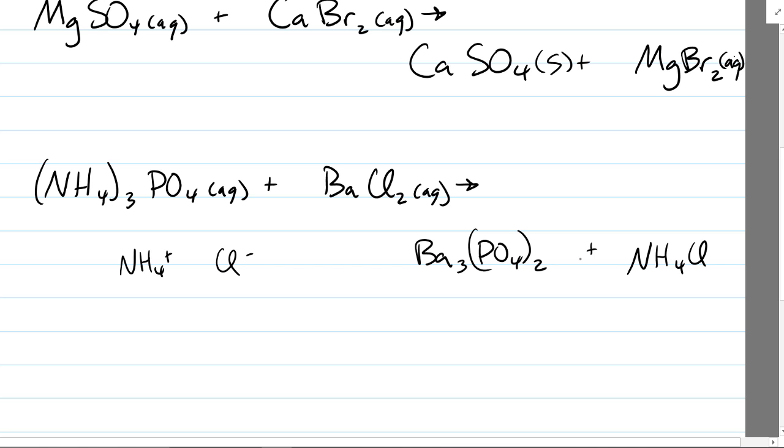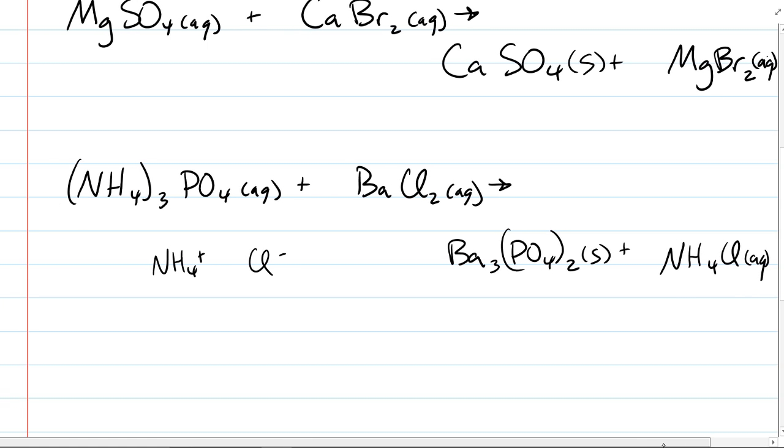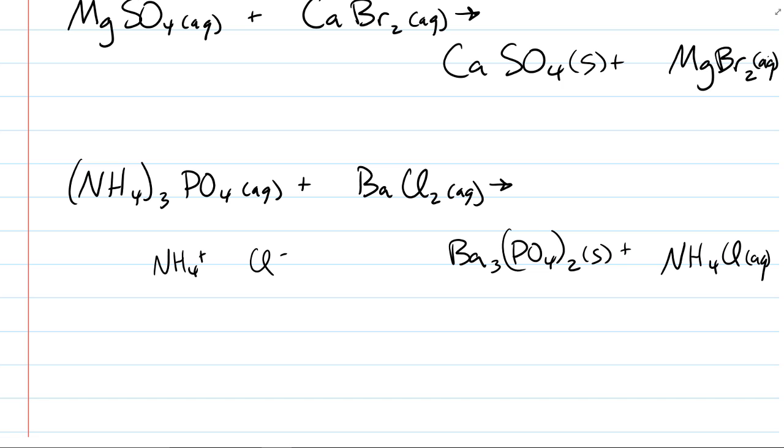You then look up the solubilities. You'd see that phosphates are mostly insoluble, so we'd have an S. The ammonium chloride, because it contains ammonium, is soluble. Phase label is AQ. Then if you go through and balance it, help me out here. First one would have been, is this a 2? The next would have been 3. This one would have been 1. And this one would have been 6.